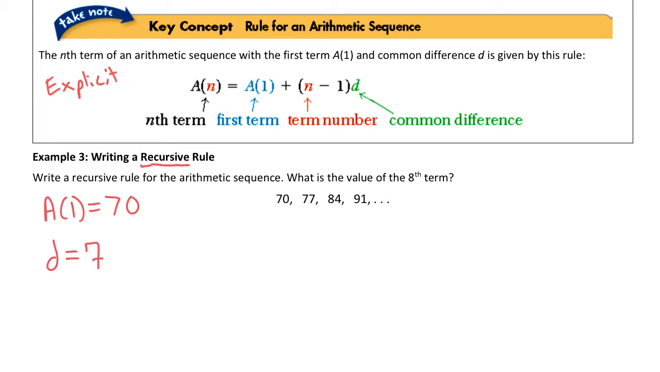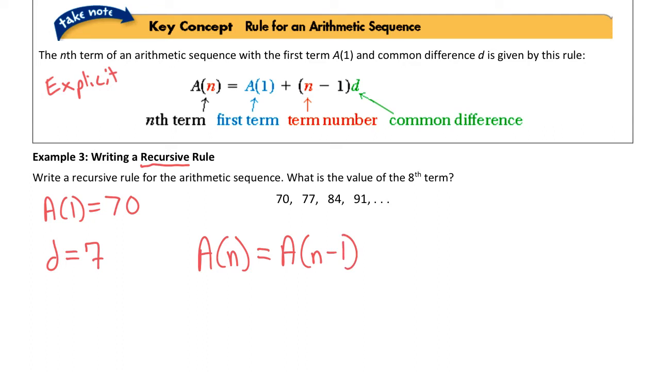So what a recursive rule does, okay? What a recursive rule does is it says, here's the first term, and here's how to get to the next term. And you repeat, and you repeat, and you repeat. So recursive means kind of like recurring, happening over and over. So to write this recursive rule, we're going to start with the same a of n, okay? And it says take your last term. So if n is the current term, n minus 1 is the last term.